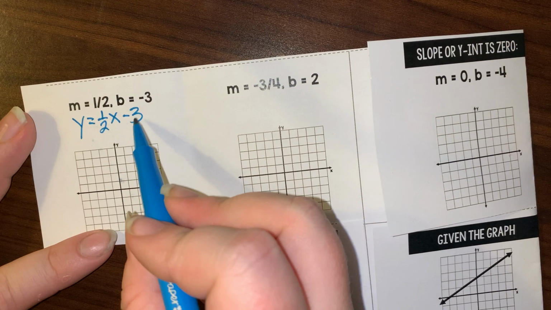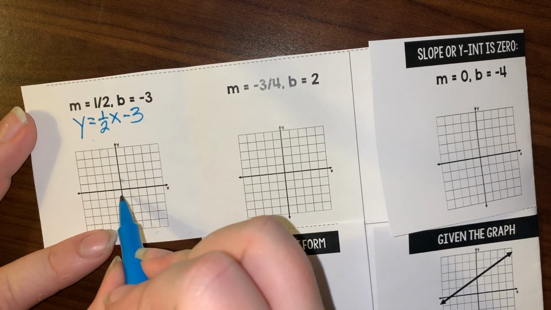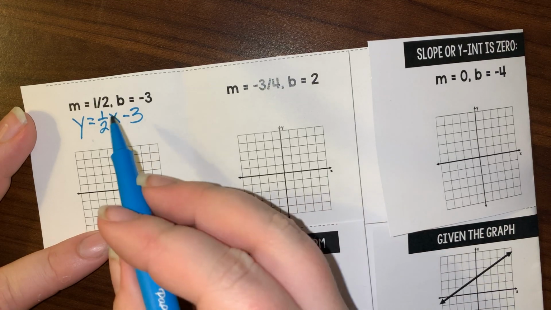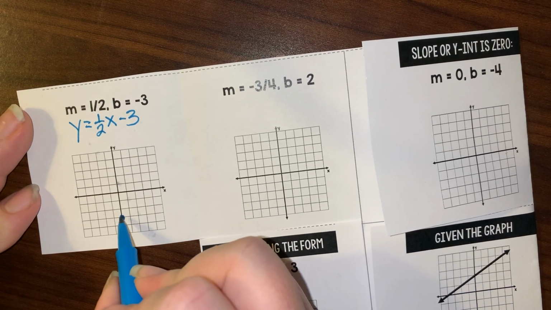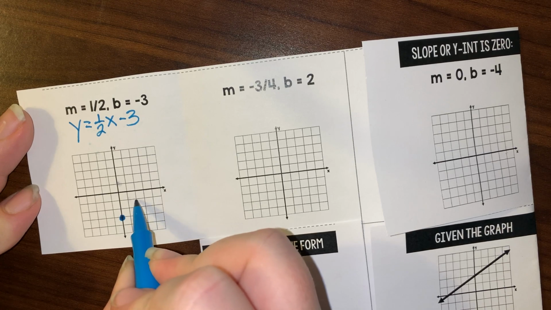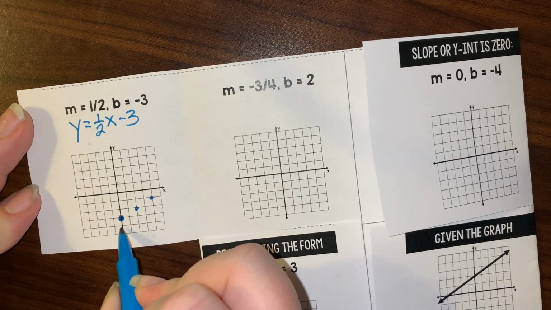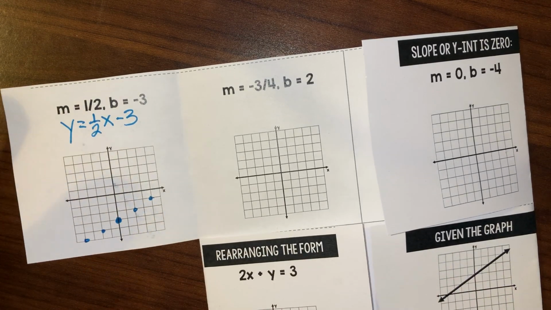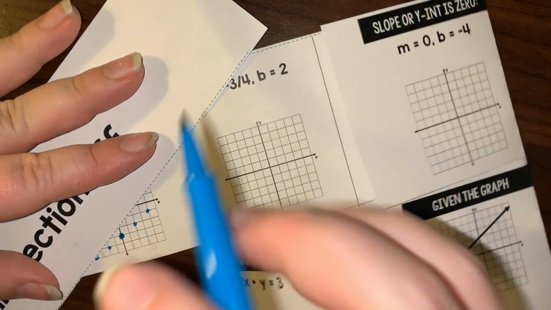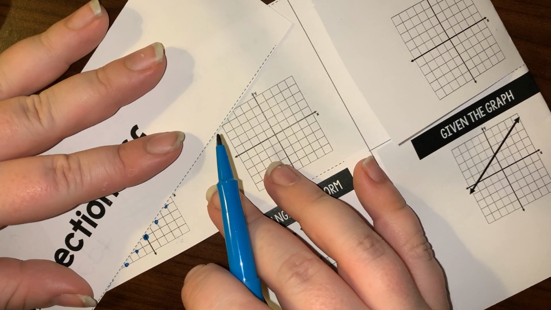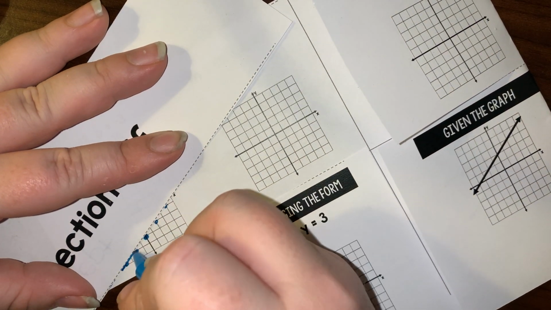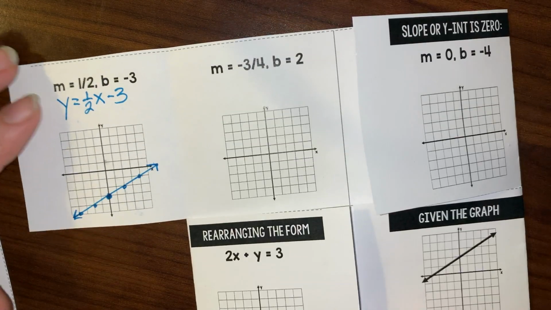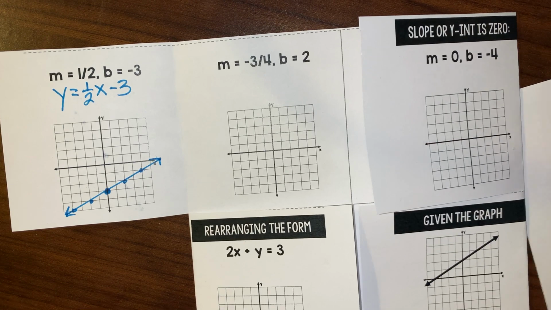So again, I start at -3 on my y-axis. So from the origin, I go down 3. And my slope is 1/2, and what that means is I go up 1 and to the right 2, or down 1 and to the left 2. Connect them using some sort of straight edge, and there is my line.